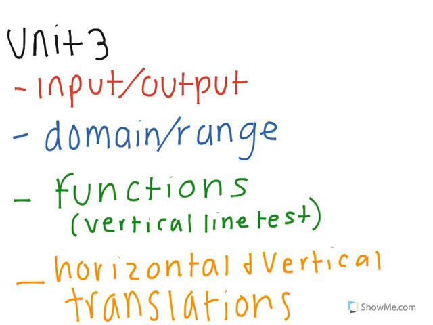Today we're going to go over Unit 3. This consists of four main topics: input, output, domain and range, functions, which includes the vertical line test, and horizontal and vertical translations. Let's get to it.